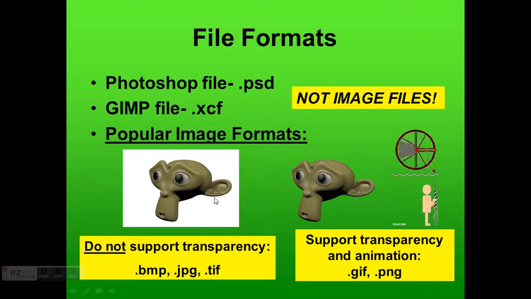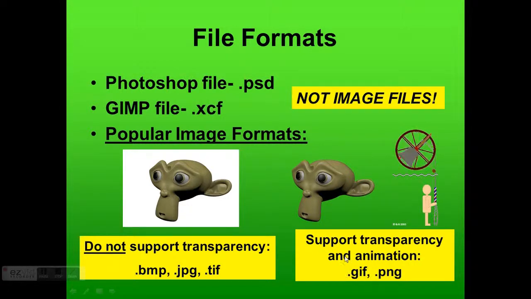And what I mean by transparency is this picture was created without any of this white background around the monkey head. But because it's saved as a bitmap or JPEG or a TIF file, it's going to put white in that place where transparency should be. As opposed to this example here on the right, this was saved as a PNG file, a .png type extension. And these type of files support transparency.